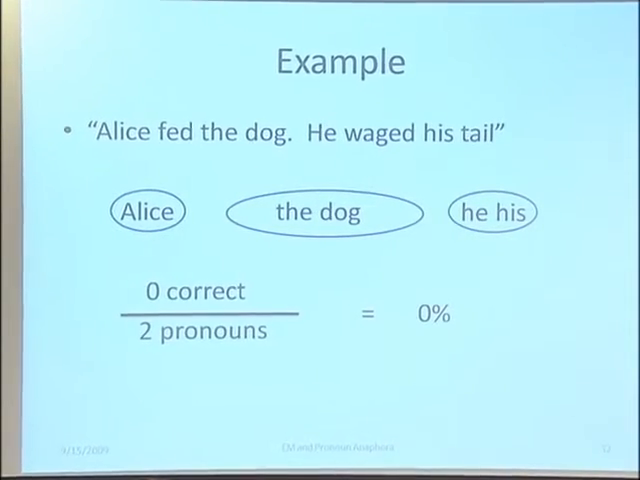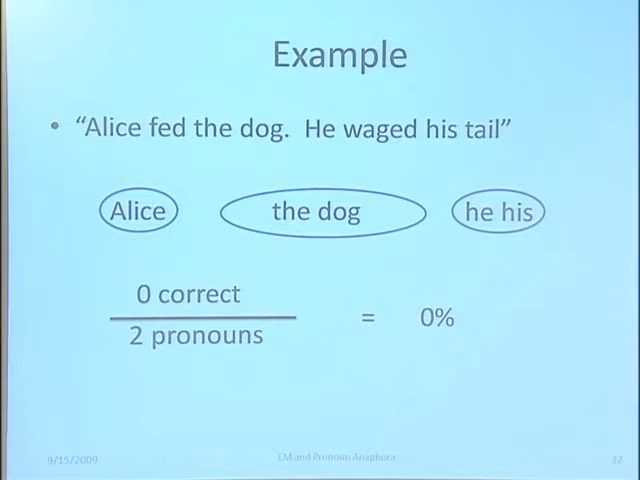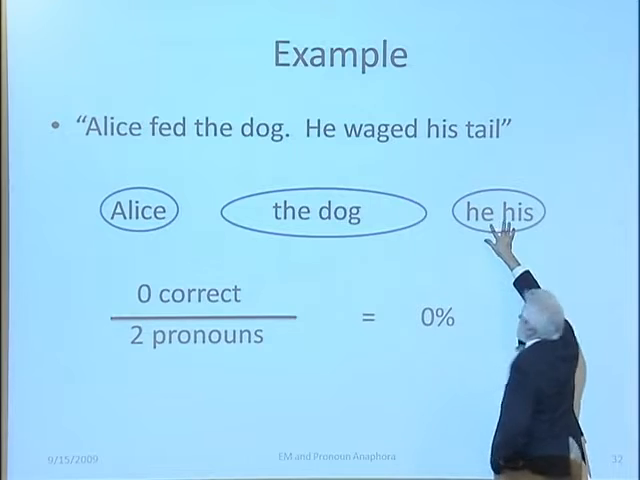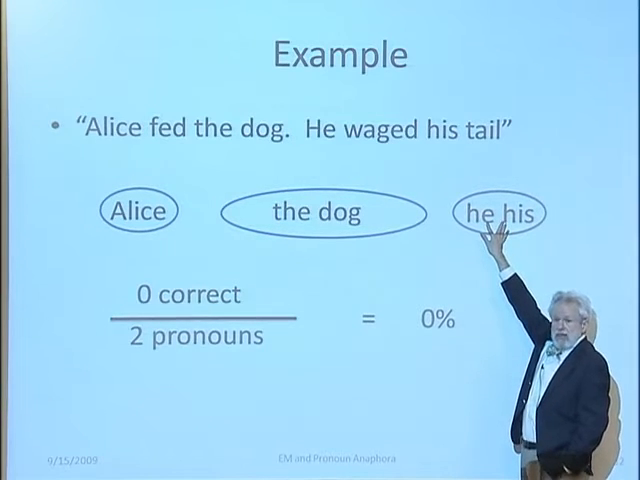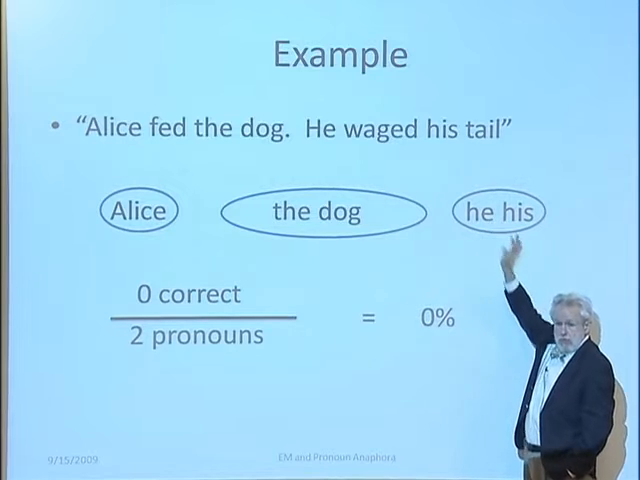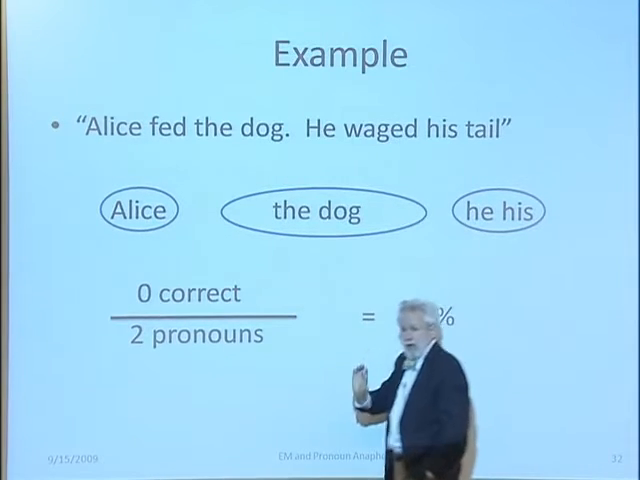Now you can argue one way, you can argue the other. This, needless to say, is less forgiving than a metric that says, well, he and his are in fact co-referential, so mark that as right. This metric says that's wrong, and so we're just clear about that.